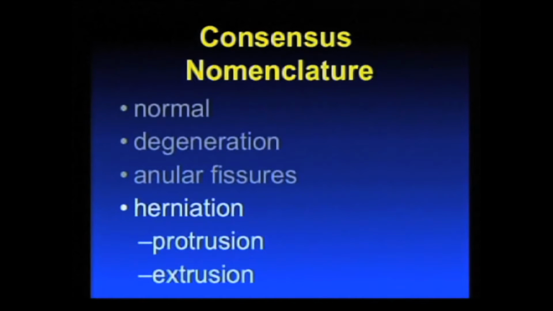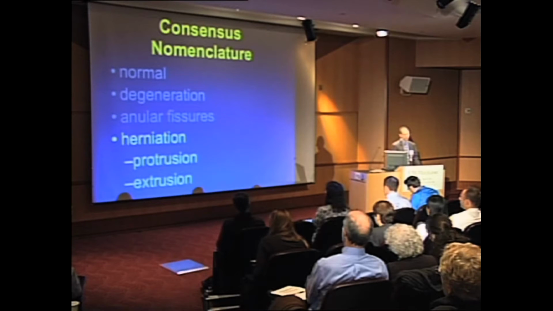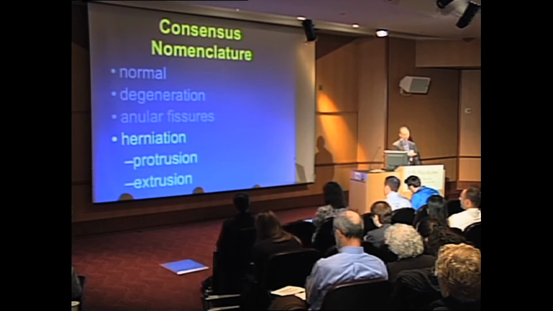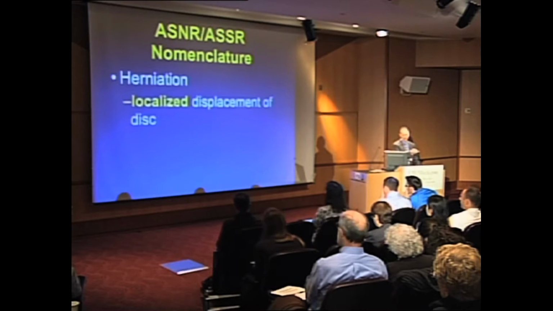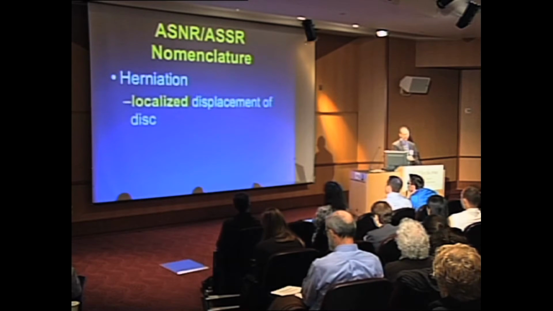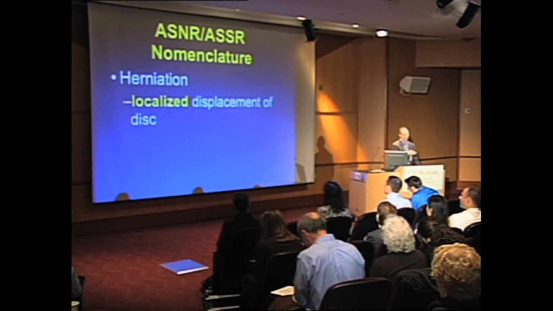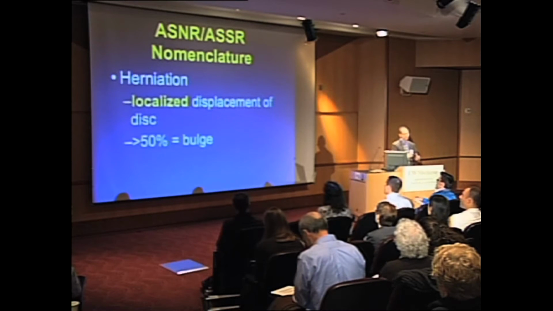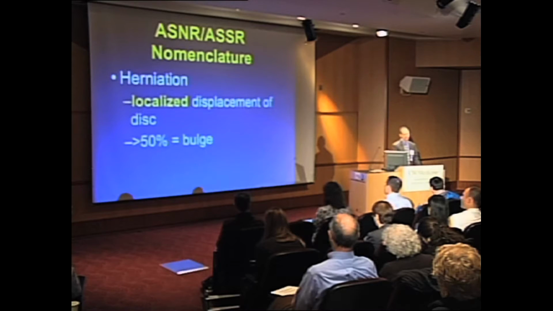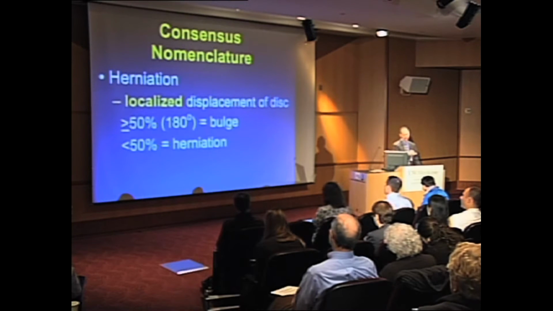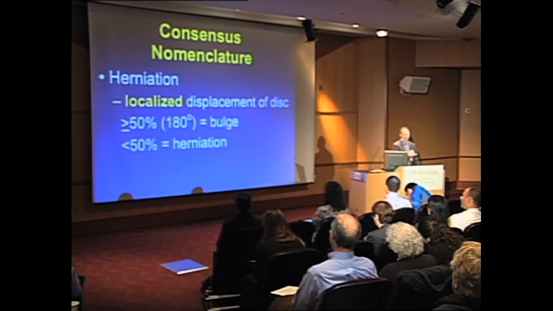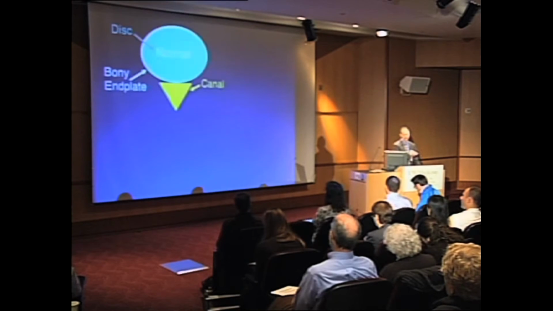So, herniation. Disc herniations, as part of the nomenclature, have been subdivided into disc protrusions and disc extrusions. By way of definition, herniation is a localized displacement of disc material, as opposed to a disc bulge, which is a diffuse displacement of disc material. By definition, if more than half the disc is involved, that's a bulge. If less than half is involved, it's a herniation and defined as localized.